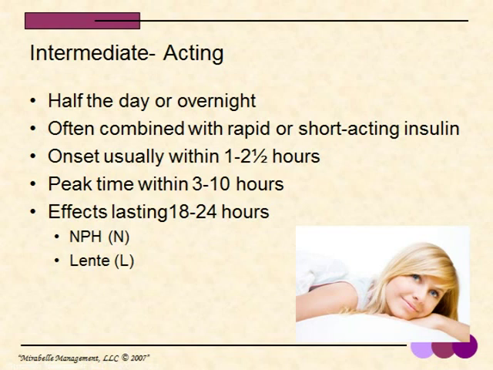Intermediate acting covers the needs for about half the day or overnight. It is often combined with rapid or short-acting insulin. Onset is usually within 1 to 2.5 hours after injection, peaking around 3 to 10 hours, with the effects lasting anywhere from 18 to 24 hours. Common types are NPH and Lente.